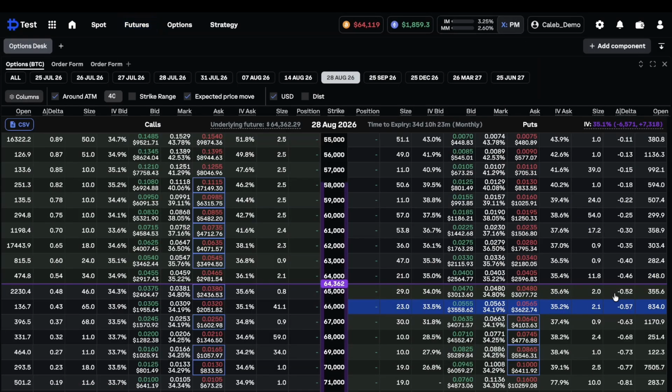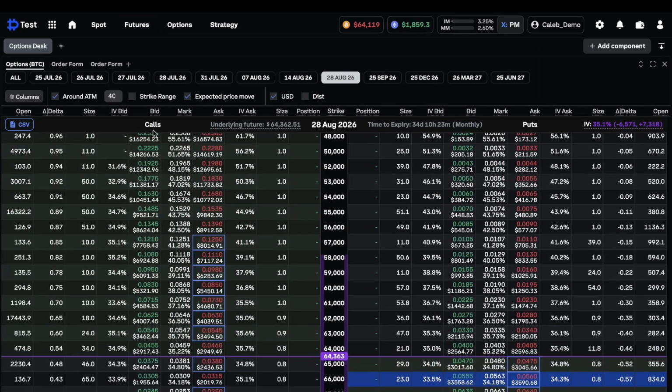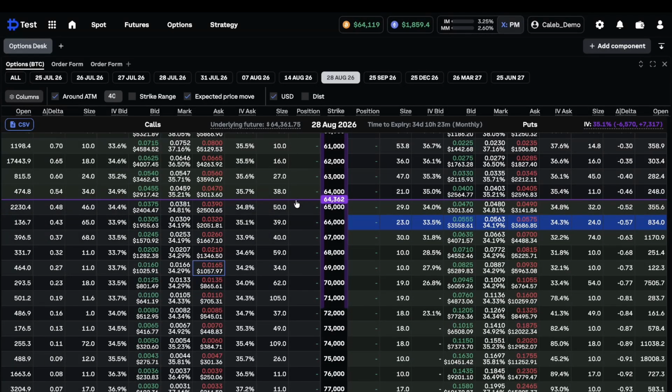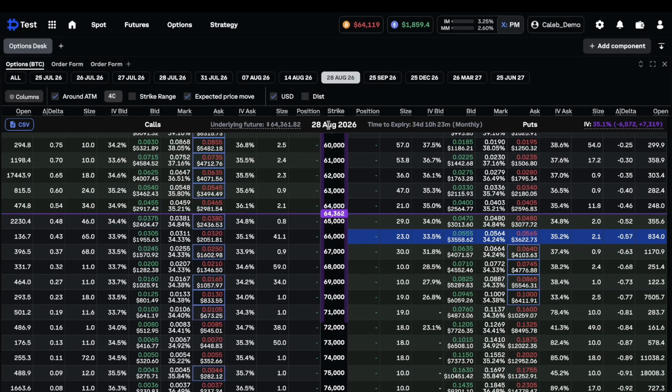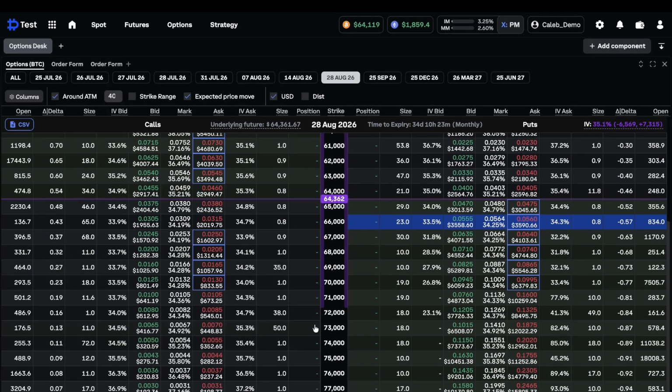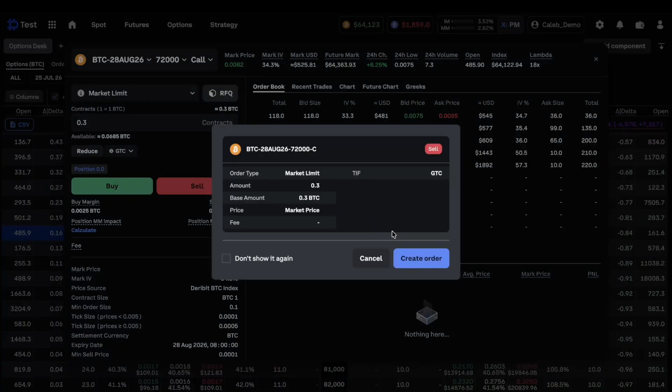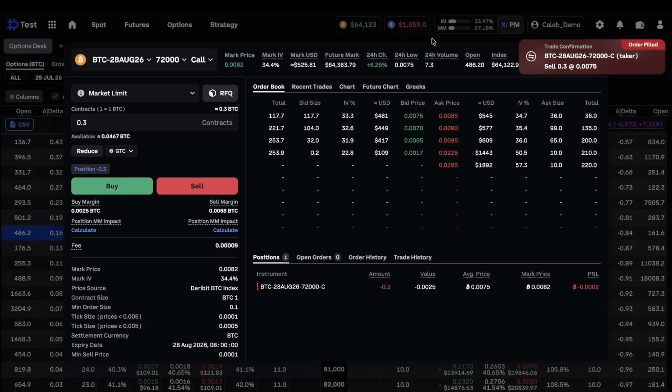Okay, so let's quickly look at an example of selling a call. Again, we'll be looking at the call section here. All we simply do is come here and say, in the next 30 days, I think that Bitcoin is going to be below 72K. We're selling outside of the expected move. I'll probably sell 0.3. There we go. Much more realistic. So now I sold the contract.